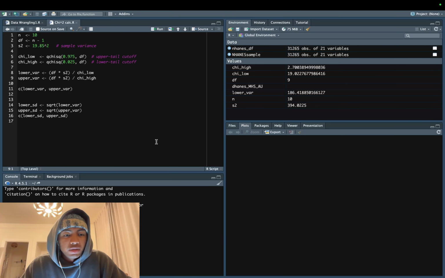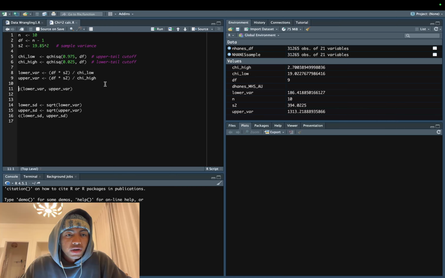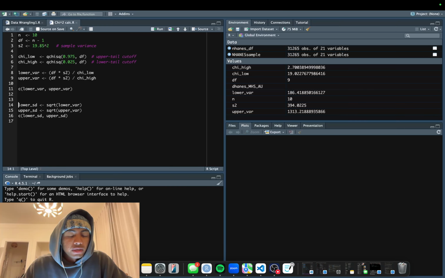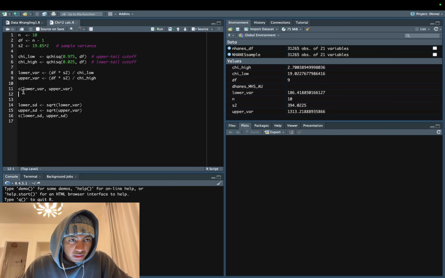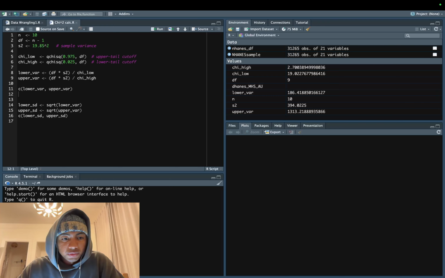And we get that lower variance of 186.4188. And then let's go ahead and do that for our upper, right? And then we can string these along into one, and we get this value here at the very bottom. So this now has calculated for us what our confidence interval is in between.